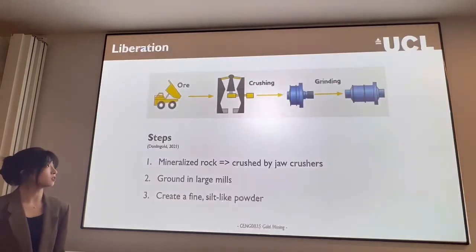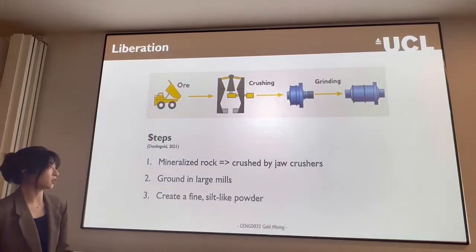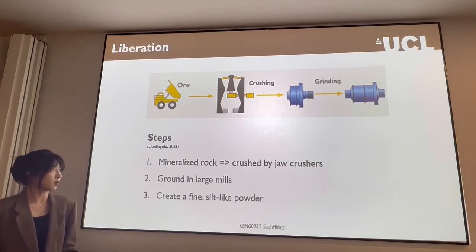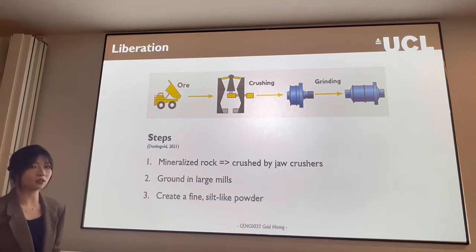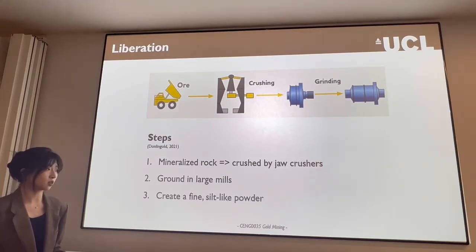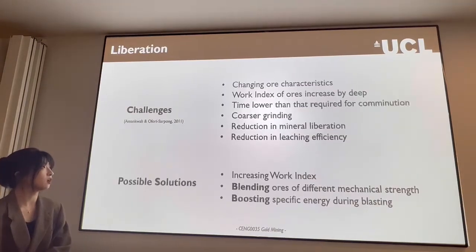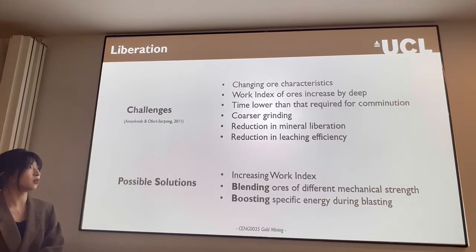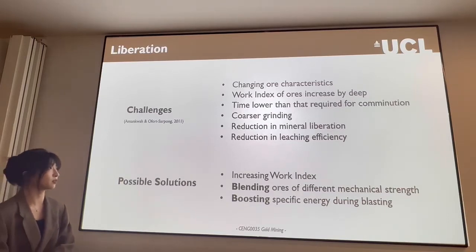final product. So the first step of the gold processing would be the mineral rock is crushed by the jaw crushers and ground in the large mills to create fine silt-like powder. However, in many ore plants, achieving the comminution targets would be a challenge, due to the changing ore characteristics.